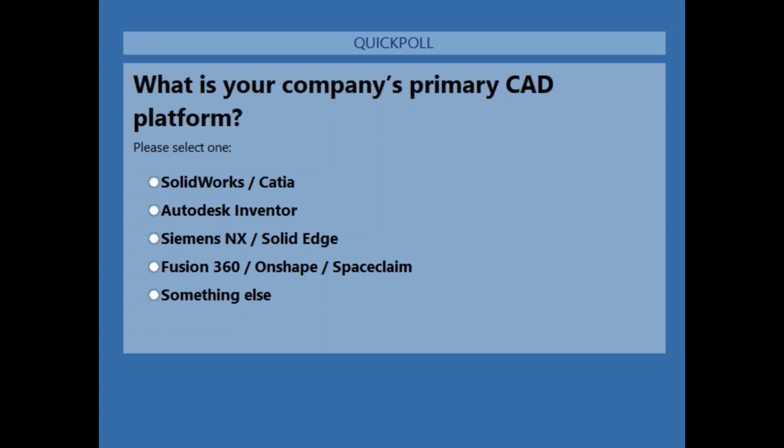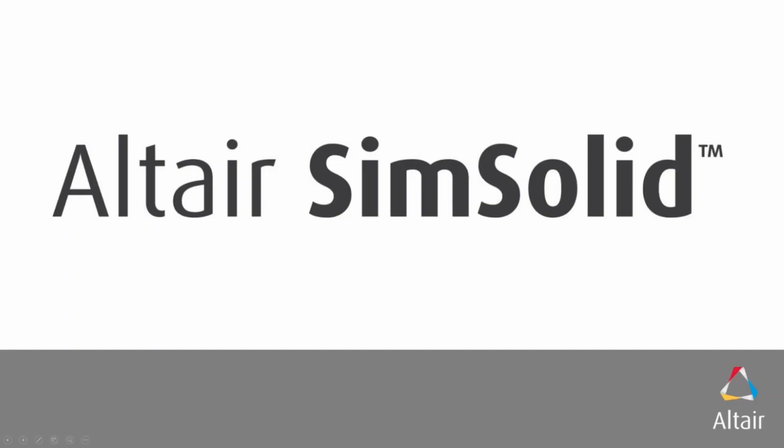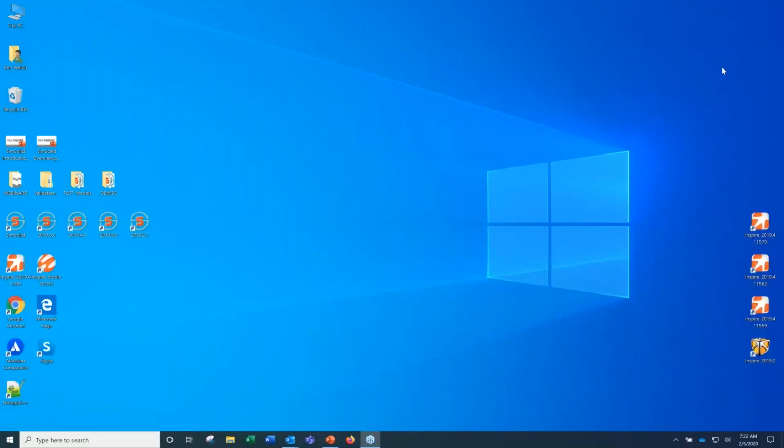So it looks like the vast majority of the audience here is on the SolidWorks and CATIA platform, about 55%, around 10% Autodesk, 15% Siemens NX, and then around 15% or so of the audience are saying something else. So thanks very much for that. I'm going to close that poll now, and we're going to hand over to John, who's going to give us an overview of Brompton Bicycle and give us a live demo of SimSolid.